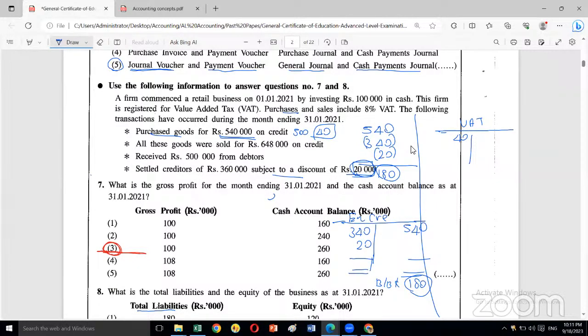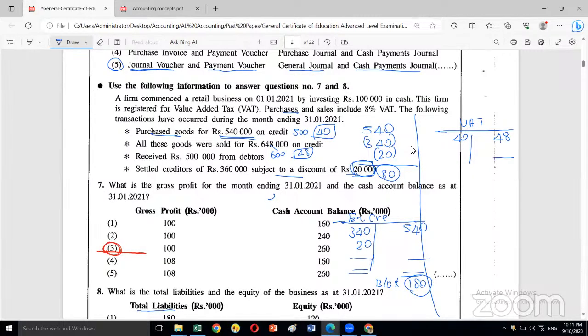Like that, sales VAT is how much? Sales is 600, VAT is 48. You know very well, sales VAT is a liability, so credit side. So always remember, purchase VAT debit side, sales VAT credit side. I have to put a T account like this.